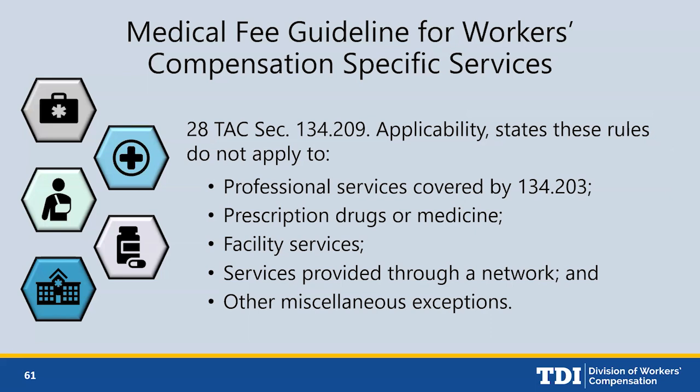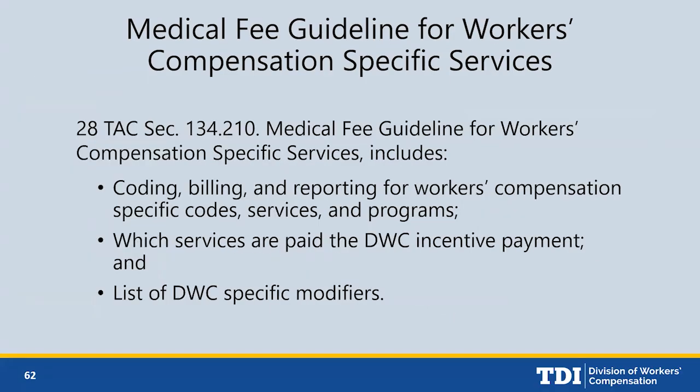The applicability section is in 209. If you read that, that's a general overarching rule for all of those workers' comp specifics. It states that these rules do not apply to those services covered by 134.203, prescription drugs or medicine, hospital services or facility services, those services provided through a network, and other miscellaneous exceptions. In the workers' comp specific services, you will find 134.210, which includes coding, billing, and reporting for specific services, which of those services in the workers' comp specific will include the DWC incentive payment, and the list of our modifiers. So that's 210. 209 is the applicability. 210 gives you modifiers and other information about how to apply the workers' comp specific services.